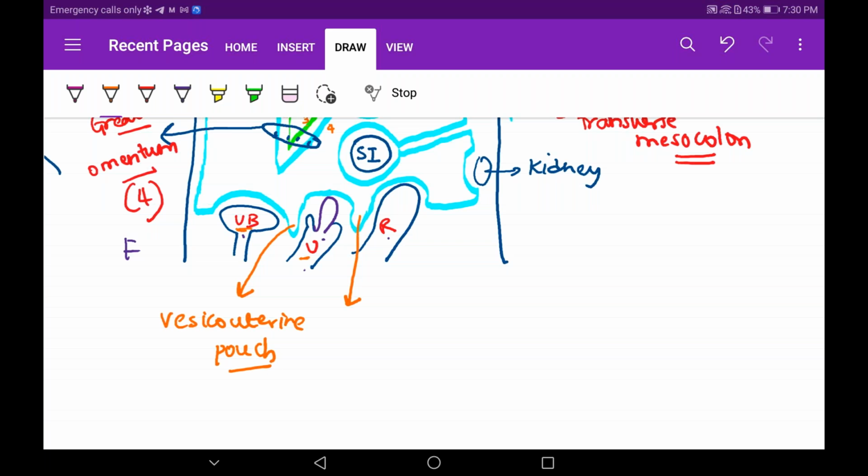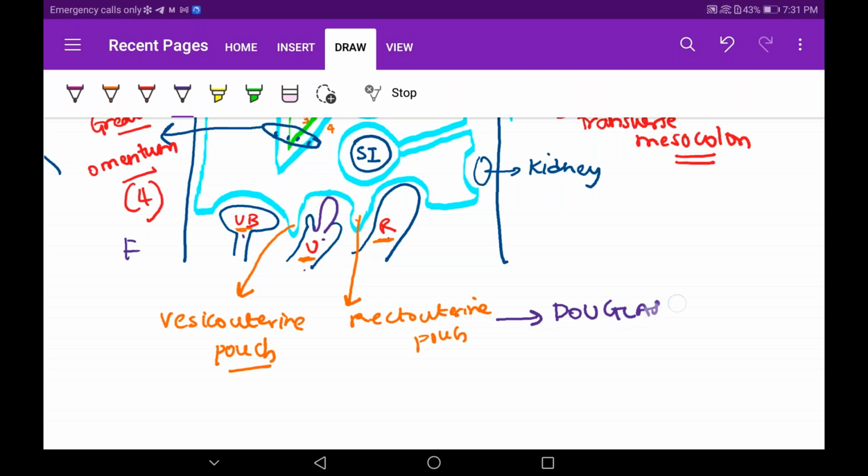Vesico-uterine pouch. Did you label this? Very good. Now, another aspect again, very simple. This is the uterus. This is the rectum. What name should I give? Recto-uterine pouch. Another name for this recto-uterine pouch seen in females is Douglas pouch.